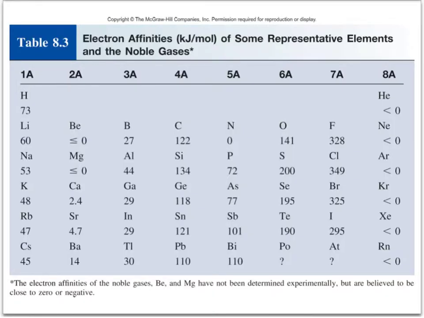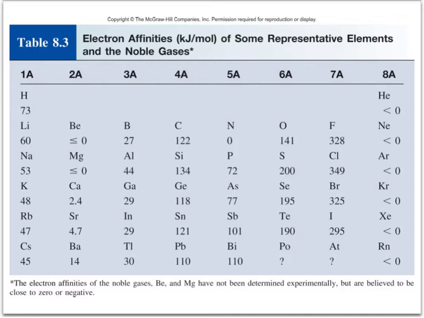Here are electron affinities of some elements. Notice that metals usually have a negative electron affinity. Remember, that is an endothermic process. Many metals, though, have small exothermic or positive electron affinities.